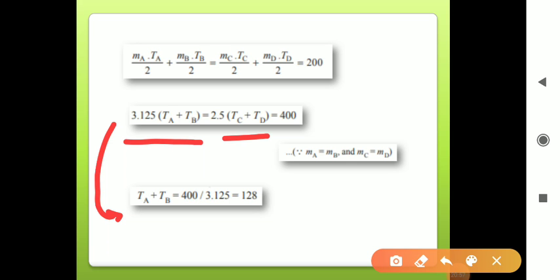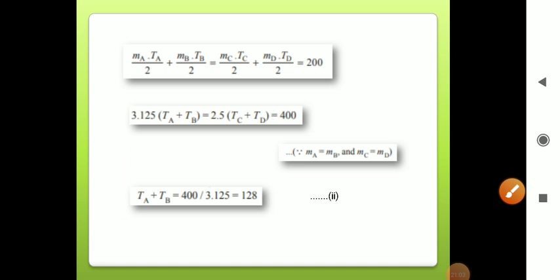So we can take the value of TA in terms of TB, or the value of TB in terms of TA, whichever. This is equation number 2. Next is TC plus TD is equal to 400 divided by 2.5, so TC plus TD is equal to 160. This is equation number 3.